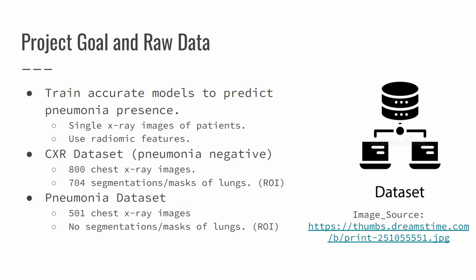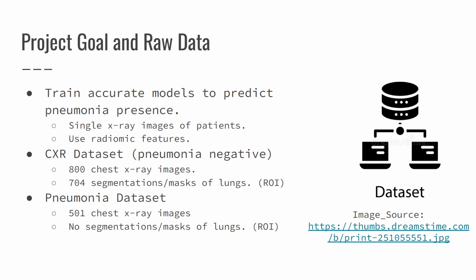Now I have two data sets to do this. I have a CXR data set, which is pneumonia negative images, so patients without pneumonia. I have 800 of these images, and 704 of which have segmentations or masks of the patient's lungs. That means I have a binary mask, a binary image of those patients telling me where their lungs are. And that's what a mask is.